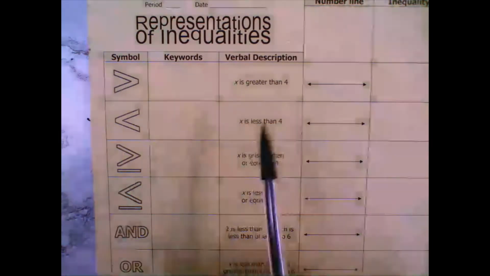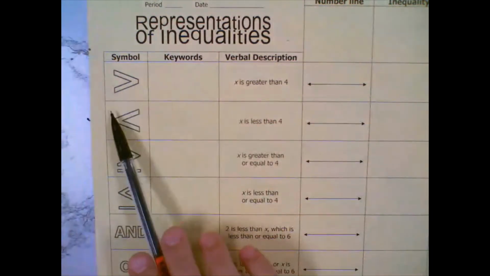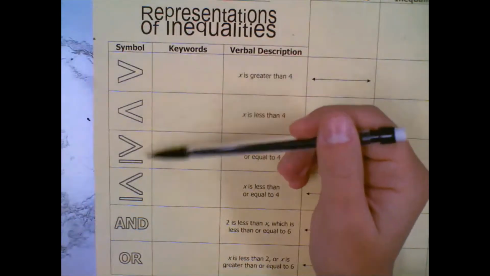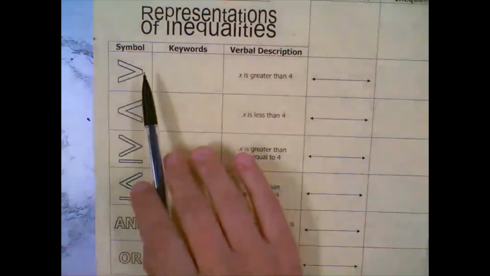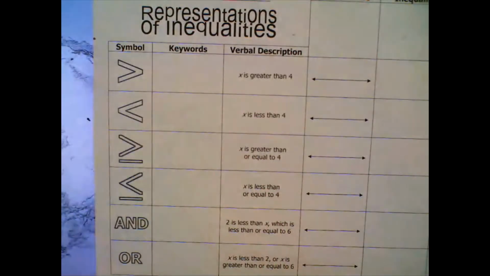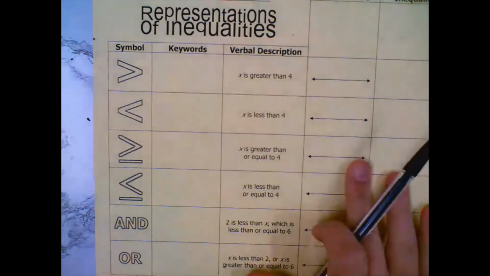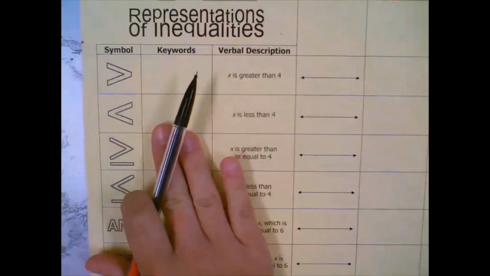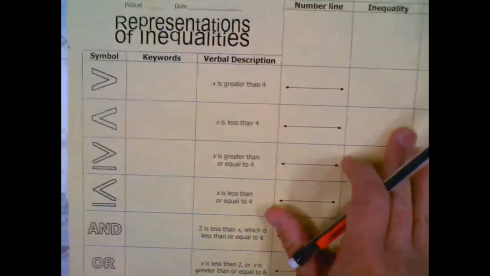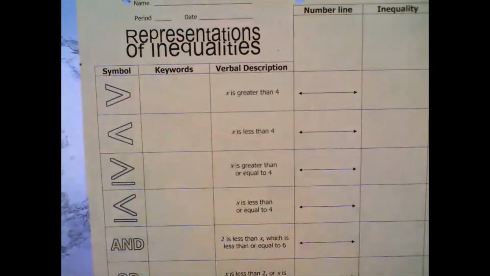Let's revisit something from middle school dealing with equations and inequalities. We are going to look specifically at these symbols and what they mean. These should look familiar: greater than, less than, greater than or equal to, less than or equal to. We're going to talk about the keywords of how we know which one we're using, what it looks like on a number line, as well as interval notation. So a lot of this should be familiar.